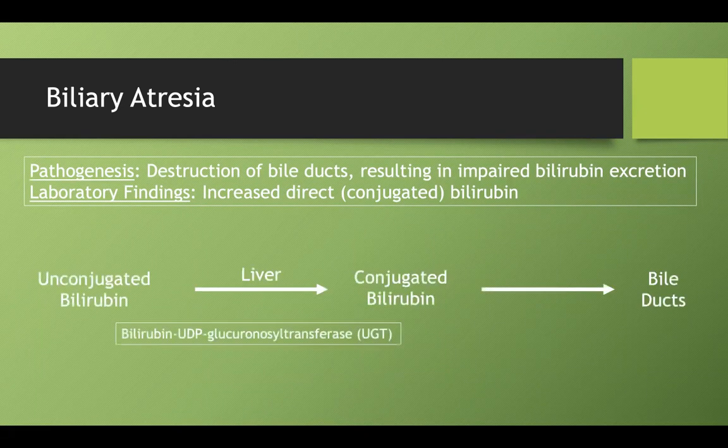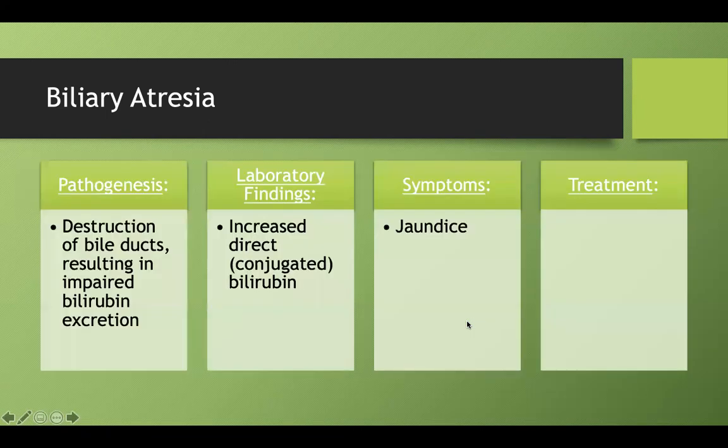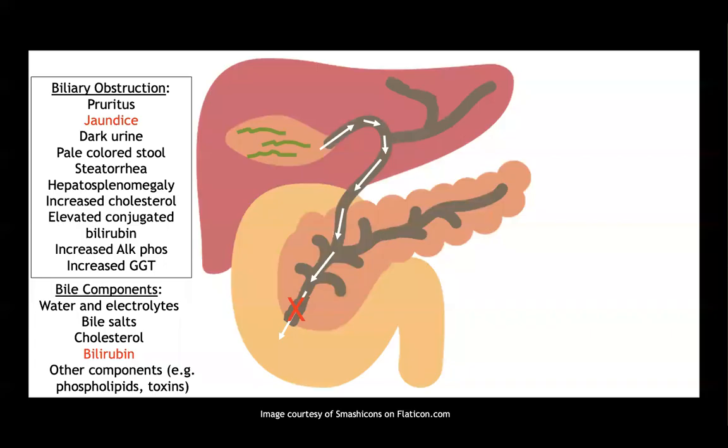And so let's find out what this looks like. Again, if our bile ducts are getting destroyed, we have atretic bile ducts here, then you're not going to be able to move this conjugated bilirubin for excretion. So you'll get a conjugated hyperbilirubinemia. So any time you have any sort of bilirubin in your system, whether it's conjugated or unconjugated, you can get jaundice. You can also get dark urine and acholic stools. And I'll talk about why this happens.